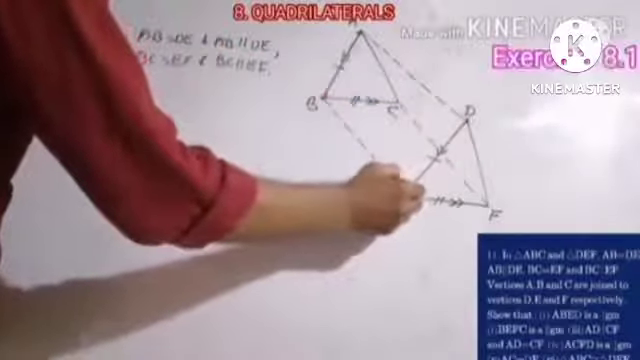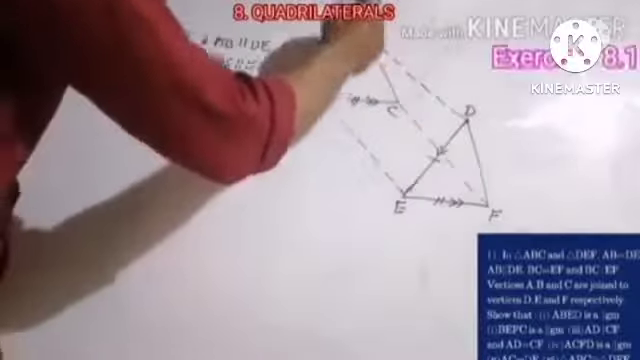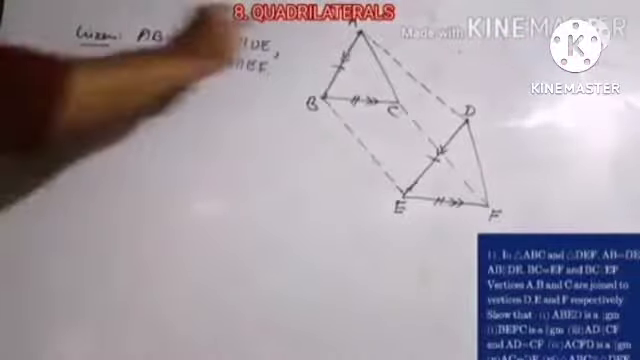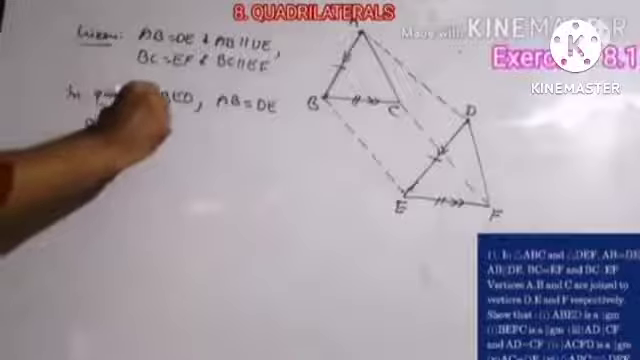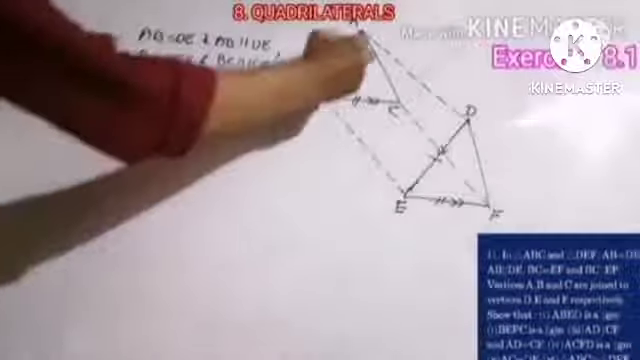That is given in the question. AB and DE are equal. Also, AB parallel DE. In a quadrilateral, when one pair of sides is parallel and equal, then it is said to be a parallelogram. That is the starting property. So start with that. In quadrilateral ABED, here AB equal to DE and AB parallel DE. One pair of sides parallel and equal.